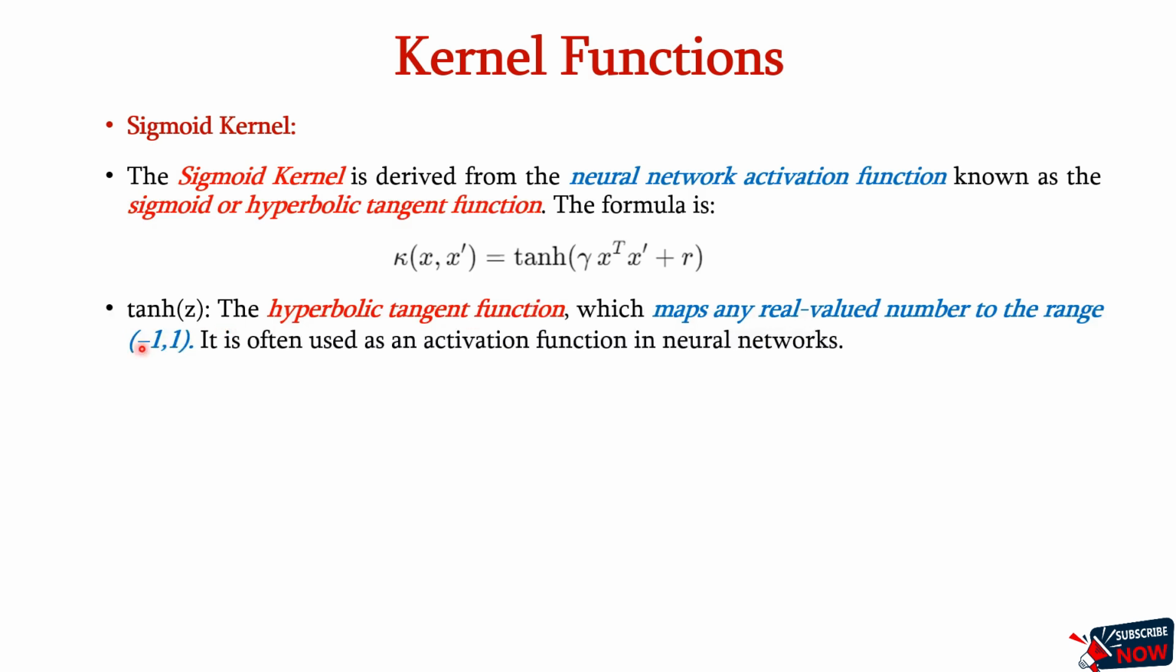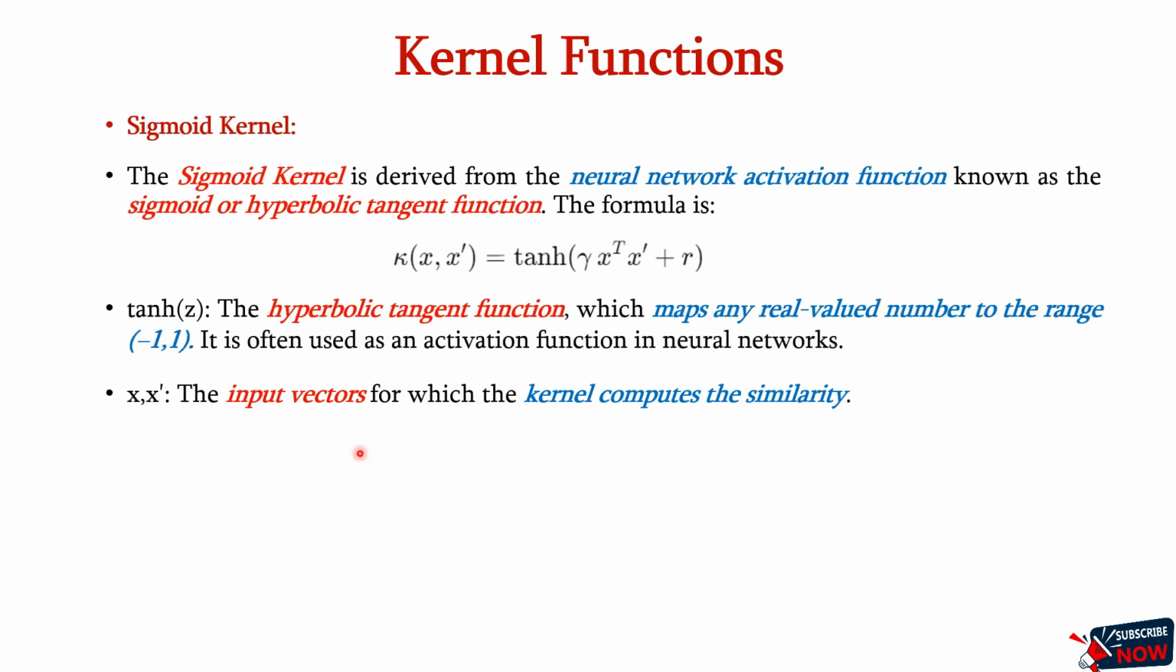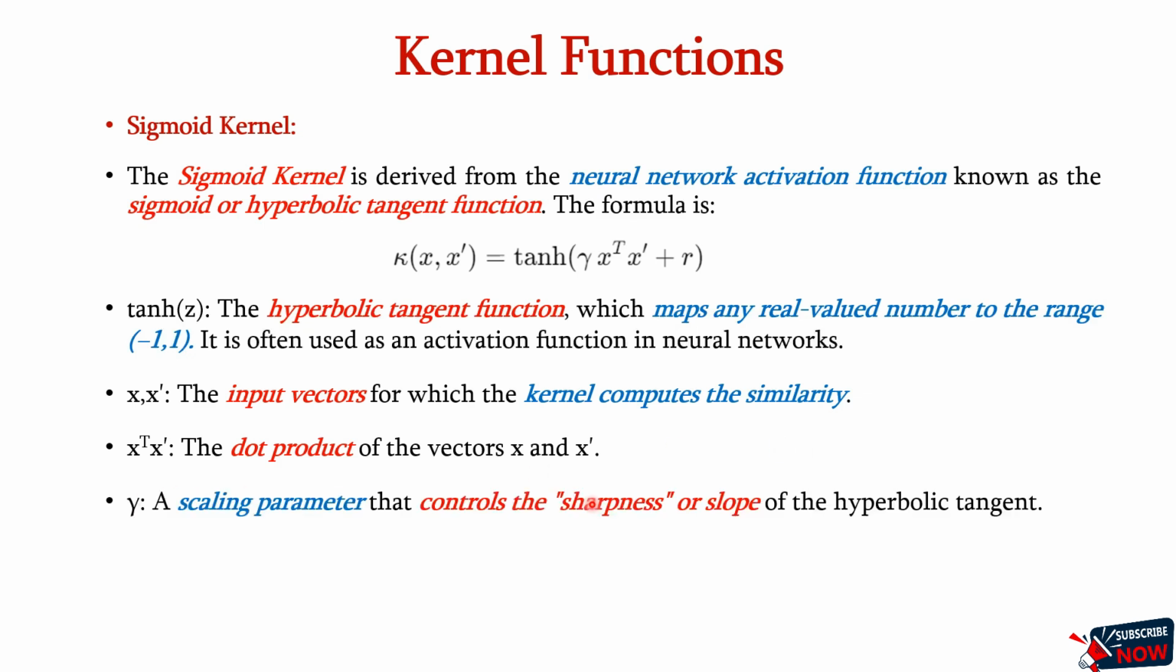The tanh of x is the hyperbolic tangent function which maps any real valued number to the range minus 1 comma 1. It is often used as an activation function in the neural networks. X comma x dash are the input vectors for which the kernel computes the similarity, and x transpose into x dash is the dot product of vectors x and x dash. Gamma is the scaling parameter that controls the sharpness or slope of the hyperbolic tangent function, and r is the bias term that adjusts the threshold of the sigmoid function.